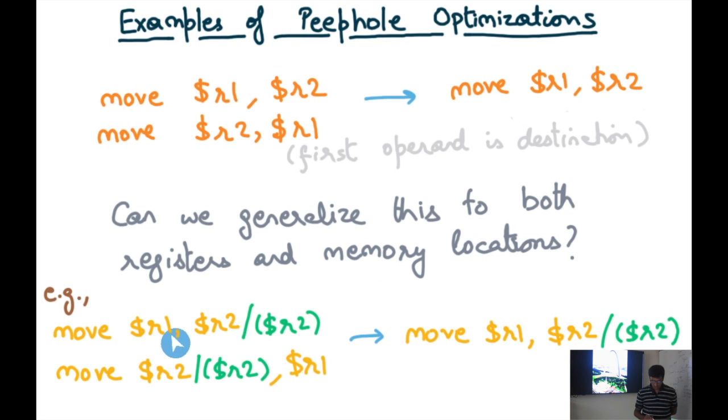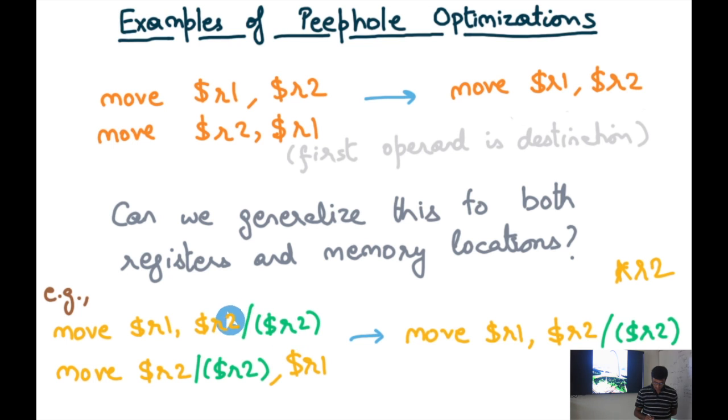So for example, we want to say if you move to R1 the contents of the memory location addressed by R2. That's written as parentheses $R2, which in C parlance would mean star R2, the contents at the location addressed by R2.